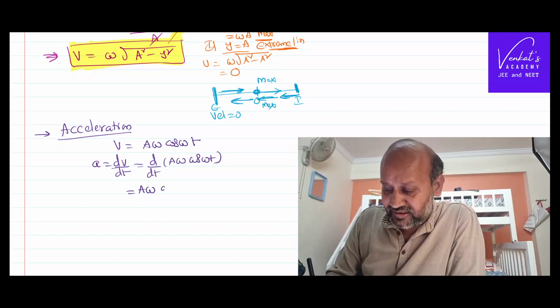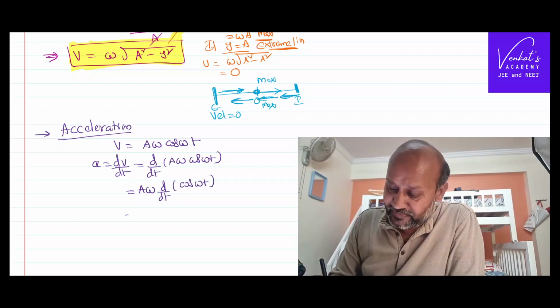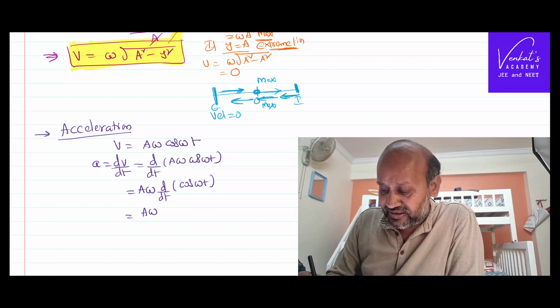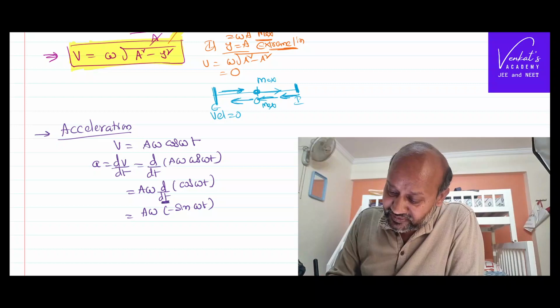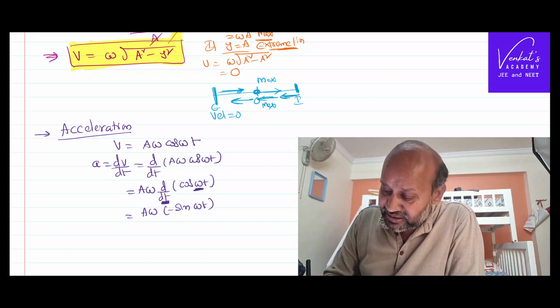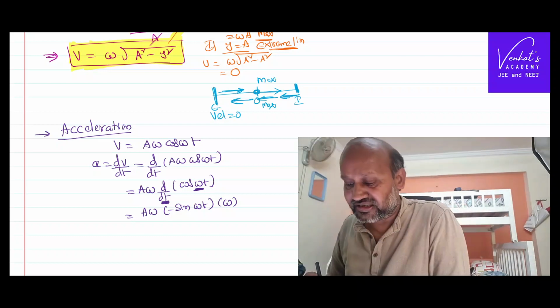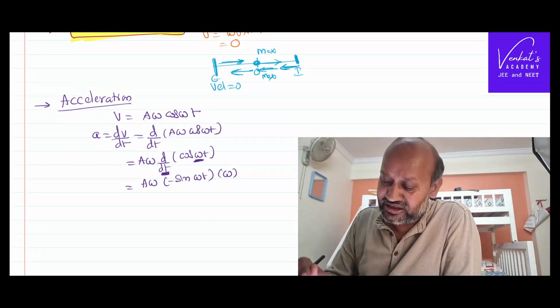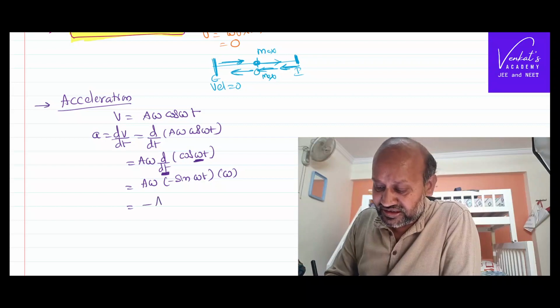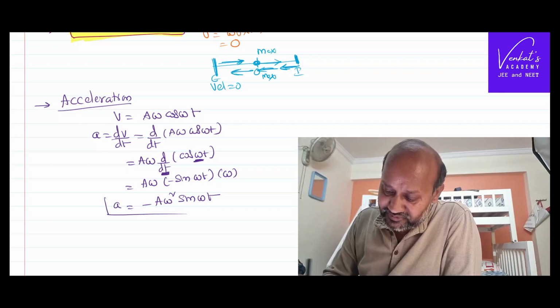A omega is constant, so it can be written outside the differentiation. You are differentiating cos omega t with respect to time. Differentiation of cos theta is minus sin theta. But be careful, you are differentiating with respect to t, but you have an extra factor omega. So as per the chain rule, as I said earlier, I'll get another omega factor. That's called the chain rule of differentiation. So this big equation, minus a omega square sine omega t, is the equation for acceleration.